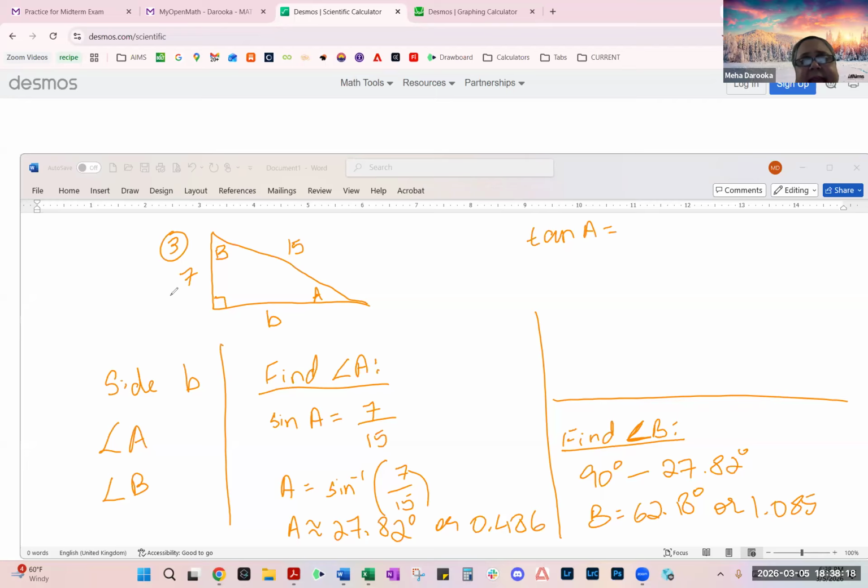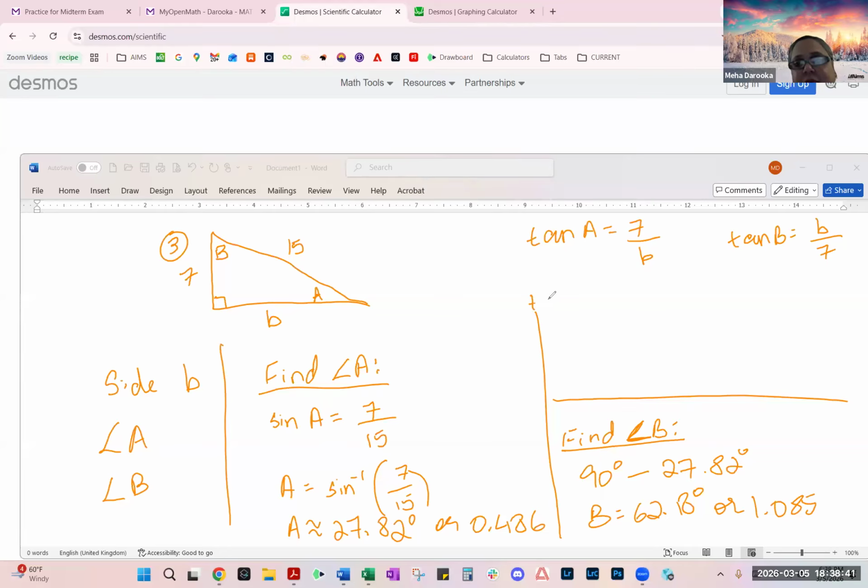So for angle A, the opposite side is 7 and the adjacent side is B, right? If you used tangent on angle B, let's say, then for angle B, the opposite side would be side B and the adjacent would be 7, right? So it would just depend on which angle you use to simplify this.